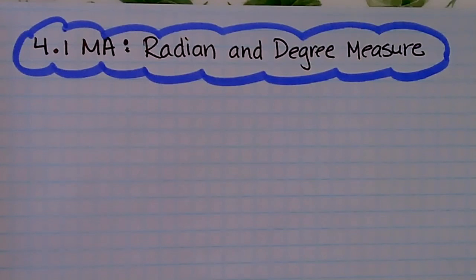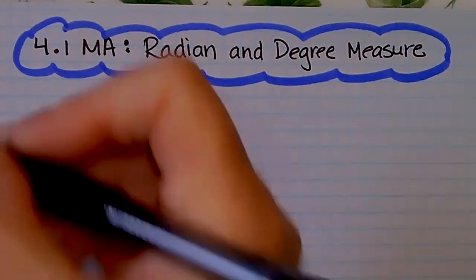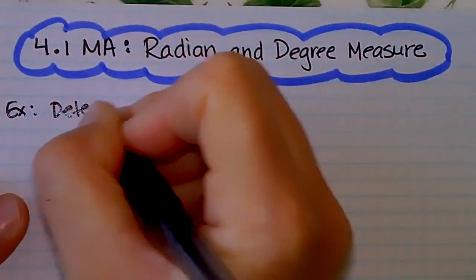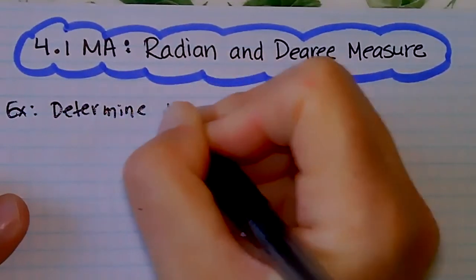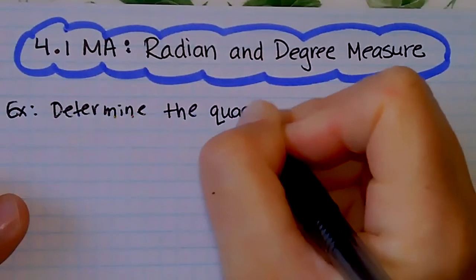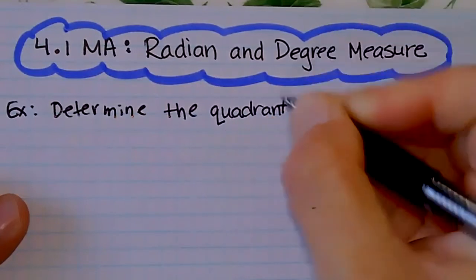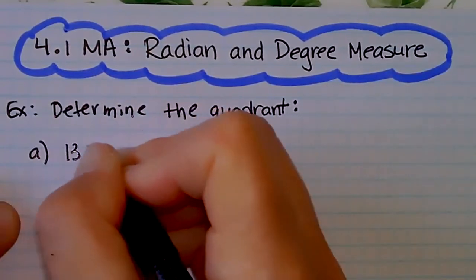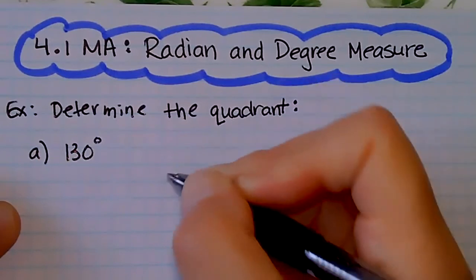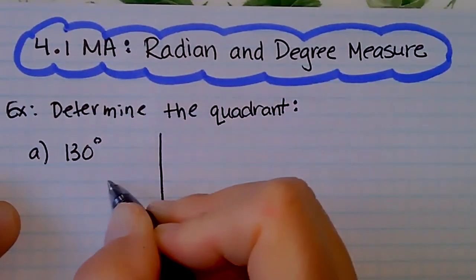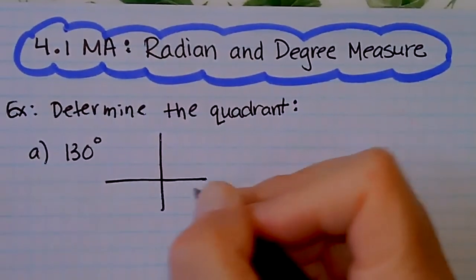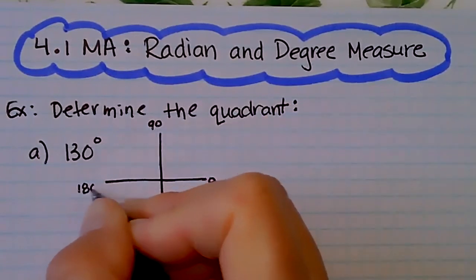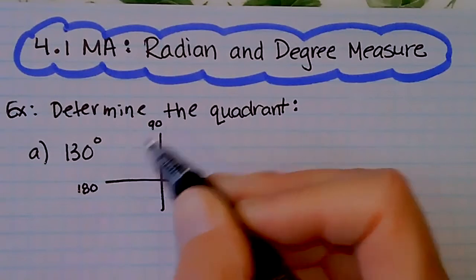So now we're going to go to our composition book and we're going to do some examples. Okay, so first example, determine the quadrant that the angle's in. Okay, so let's say we have 130 degrees. So I'm going to kind of sketch this out. Now we know that this is going to be 0 degrees. This is 90 degrees. This is 180 degrees. So it's going to be somewhere in between here.